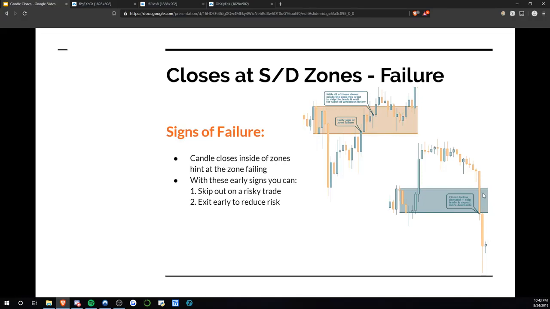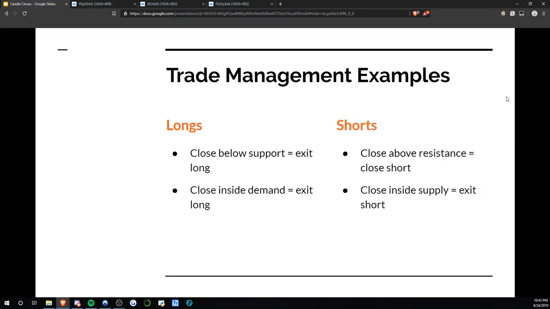You might not always get the highest risk to reward trades because you don't always get to buy or sell the top or bottom, because you're waiting for that reaction. You might get in a little bit later, but it ultimately saves you from just getting blown out through these trades. So trade management examples.